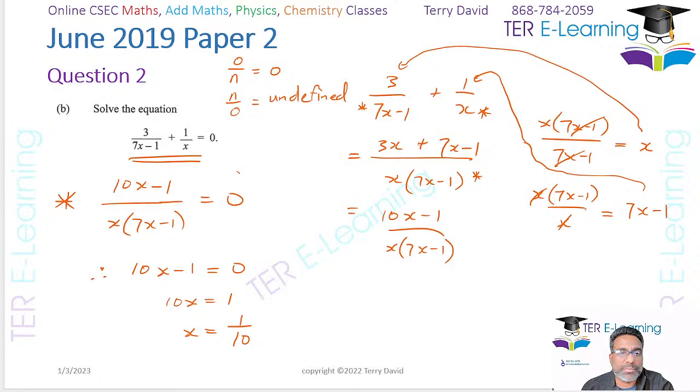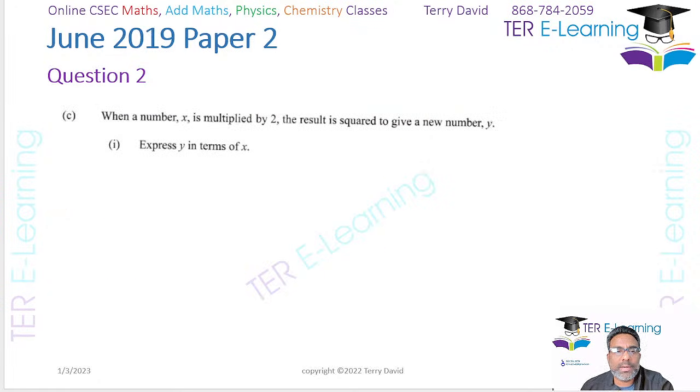All right, so moving on. When a number x is multiplied by 2, right, the result is squared to give a new number y. Now, in your syllabus, it says that we have to be able to translate words into an equation, right? So we have a number x, you're multiplying it by 2. Now, what that means is that you're doing this: 2 multiplied by x. That's what multiply by 2 means. Now, the result is squared to give a new number y. So what they're saying is this: you are squaring that to get a new number y. And they want us to express y in terms of x, right?